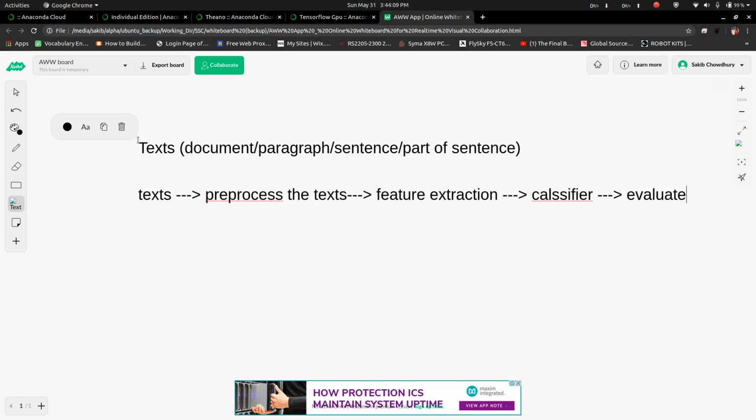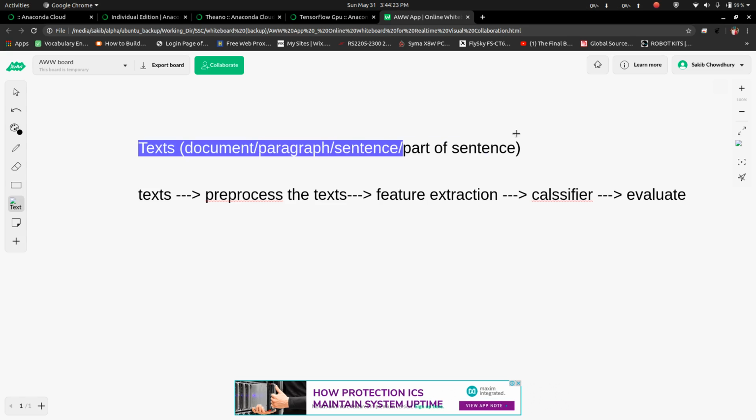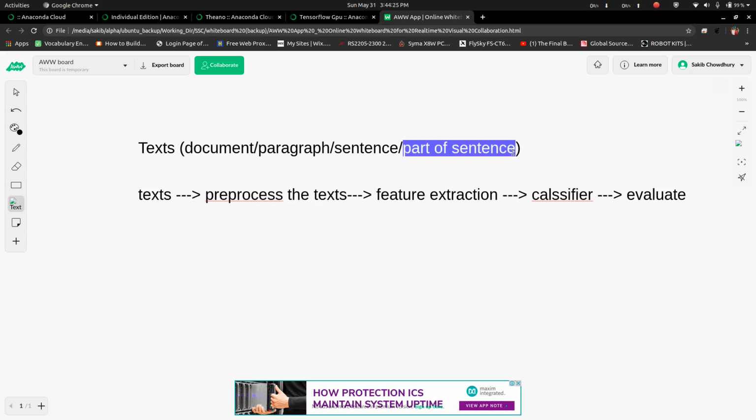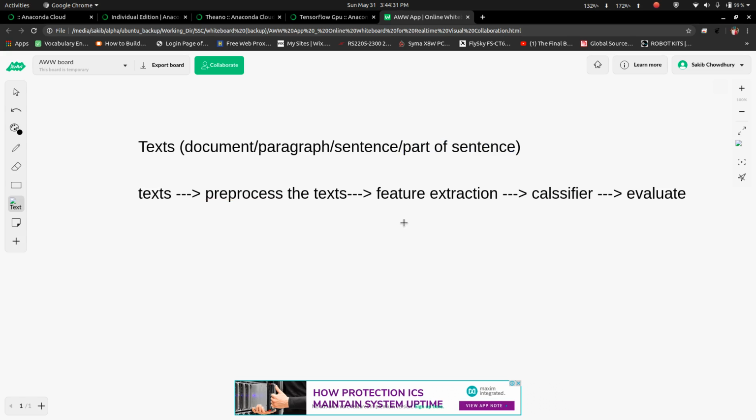Natural language processing can be of different types. It can be a document processing task, a paragraph processing task, a sentence processing task, or it can be a part of a sentence, like hello. I mean it can be a word based classifier.